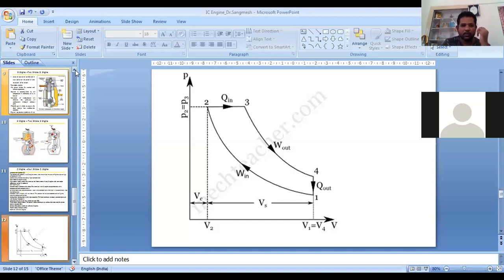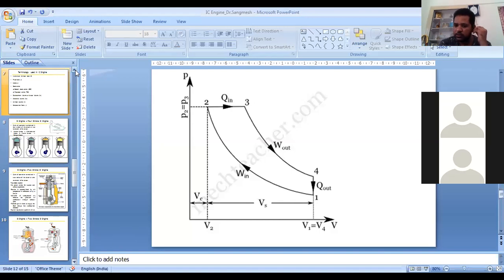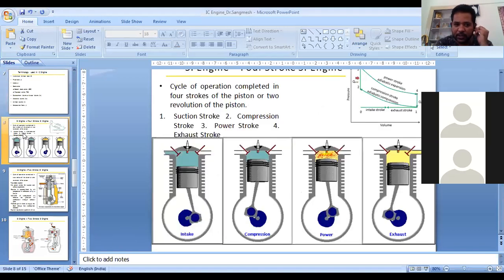Yes, sir. So in the four-stroke SI engine, we have seen the complete working principle of the SI engine, that is intake, compression, power stroke, and exhaust stroke. Only in the power stroke does it produce power, but in the rest of the three strokes, that is intake, compression, and exhaust, the partially produced power is utilized to perform the operation.